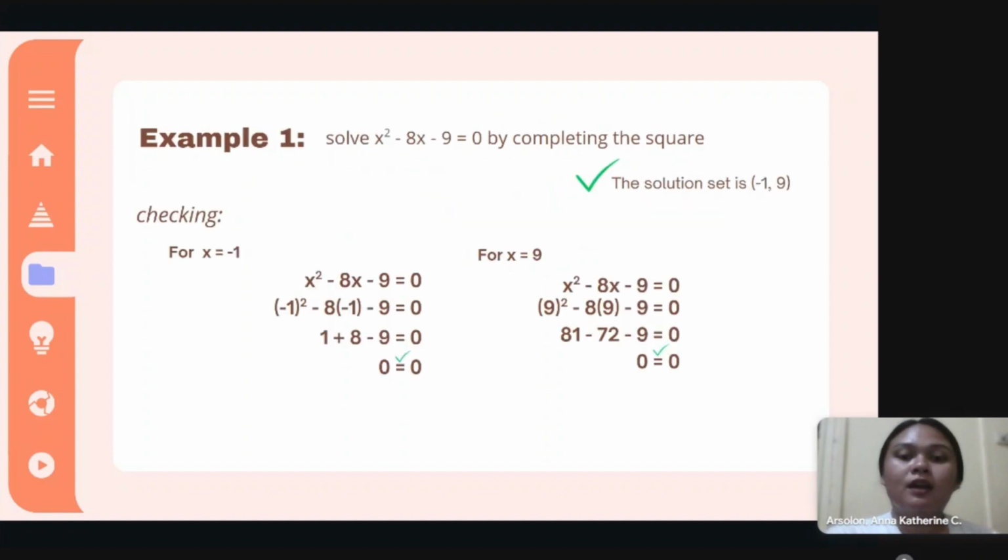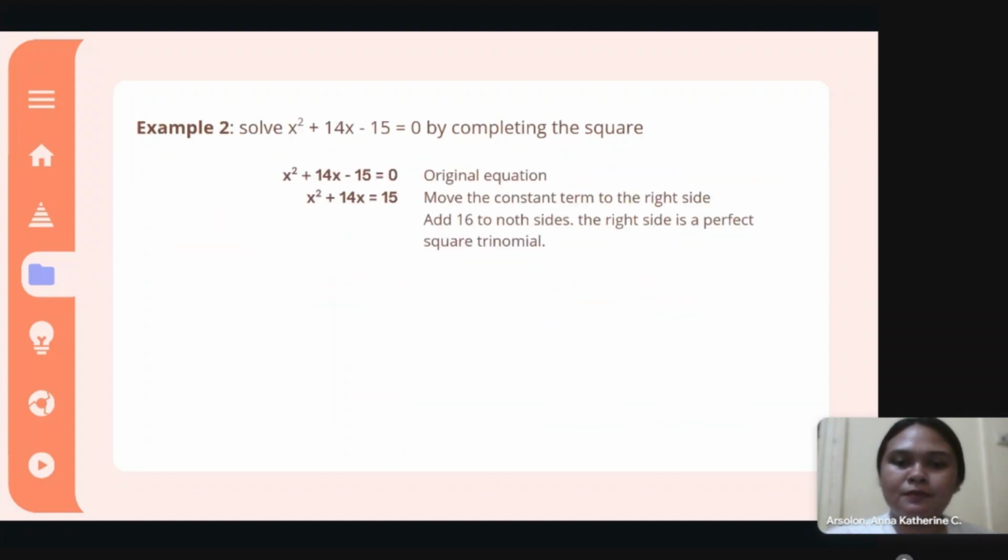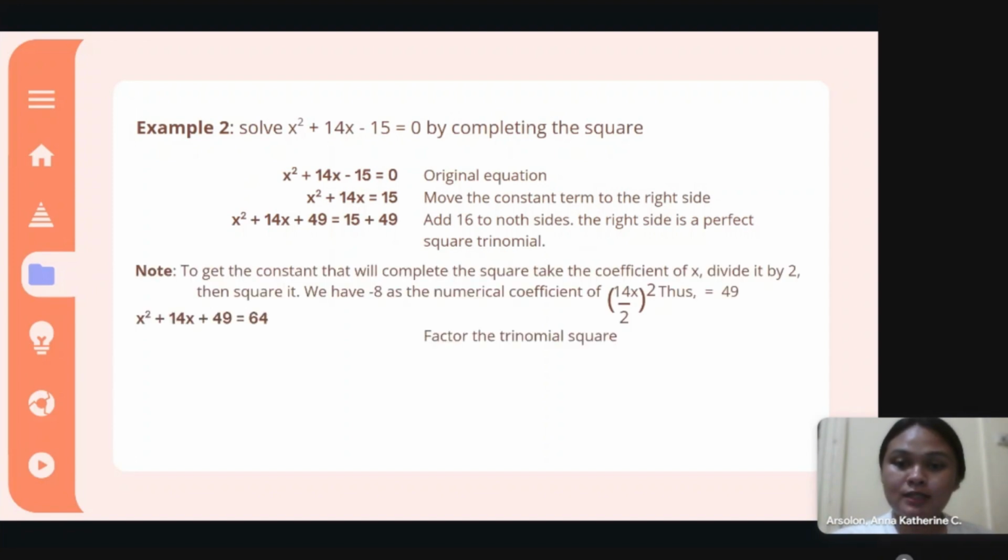No, sorry. We add 49, since 14 divided by 2 is 7, and 7 times 7, or 7 squared, is 49. So we add 49 to both sides. And when we add 15 plus 49, we will get 64.